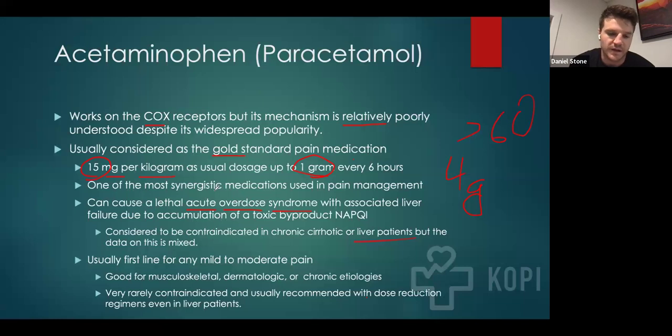Because anything above that can cause an acute overdose syndrome, and it can create acute liver failure. In the United States, this is actually the most common cause of acute liver failure. It's a very good medication for multiple different etiologies. You can use it in chronic pain. There is some degree of tachyphylaxis, so some patients feel like they don't get any relief from Tylenol if they use it too frequently.